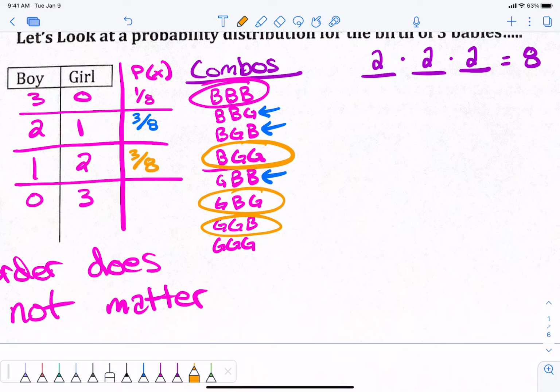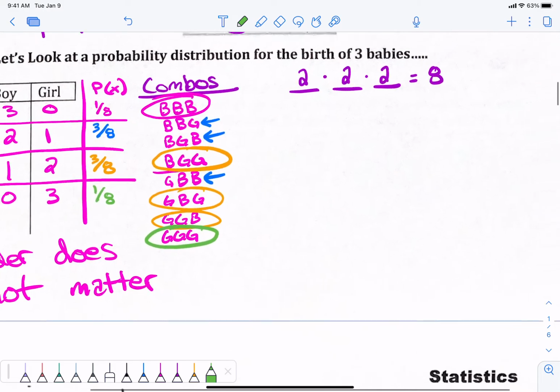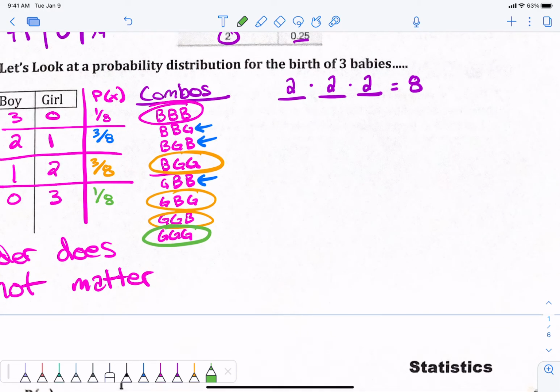And then the chances of me getting 3 girls and 0 boys is just this combination. That is 1 out of 8 as well. Does that make sense? Okay, so this is my probability distribution. Now, usually in the probability distribution, we'll pick one or the other and not both. We won't put both combinations there. So we're going to do boys or girls?